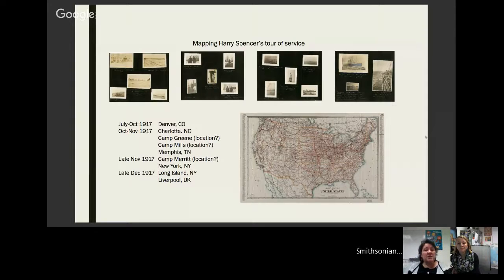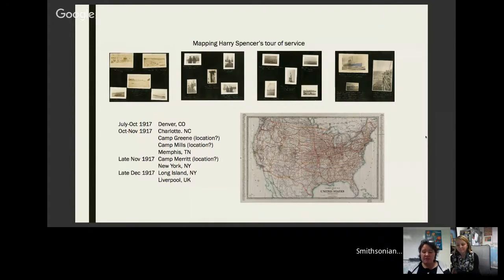And this is roads and trains. So by using the map and thinking about transportation, how did he get from Denver, Colorado to Charlotte, North Carolina? Well, in 1917, he's not taking a plane. So what is that experience like, getting from Denver to Charlotte, North Carolina, to getting up to New York City? So just in terms of mapping and thinking about his tour of service.